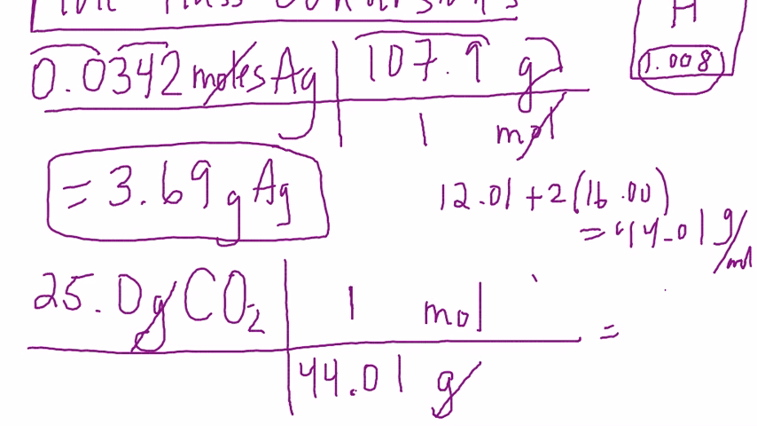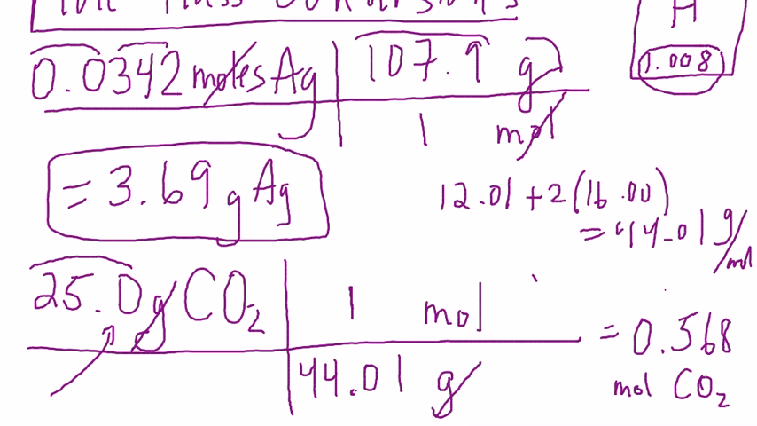Rounded to 3 significant figures, because 25.0 has 3 significant figures. Don't forget that that 0 right there is to the right of a decimal at the end of a number, so it does count as a significant 0. And 44.01 has 4, so we round our answer to 3 significant figures, which is 0.568 moles of CO2. That is how you do mole mass conversions.